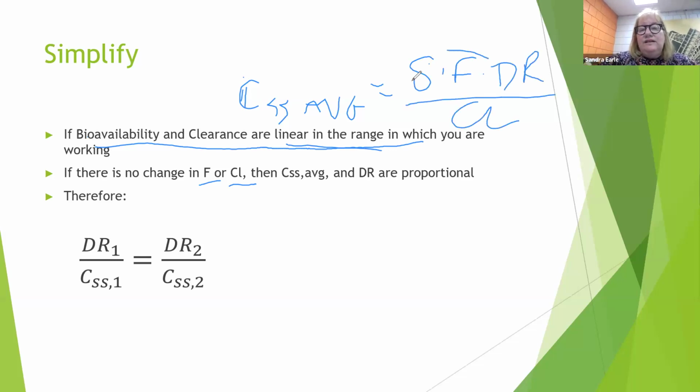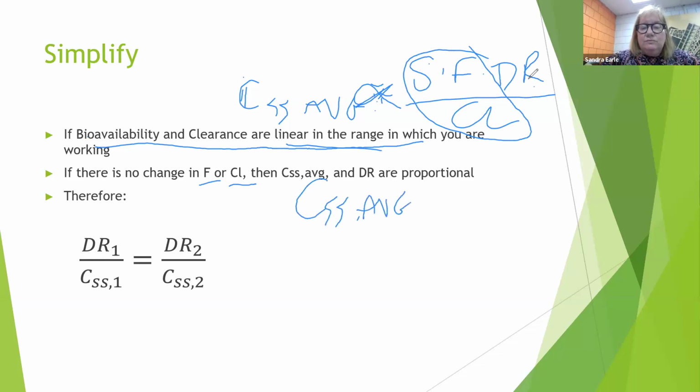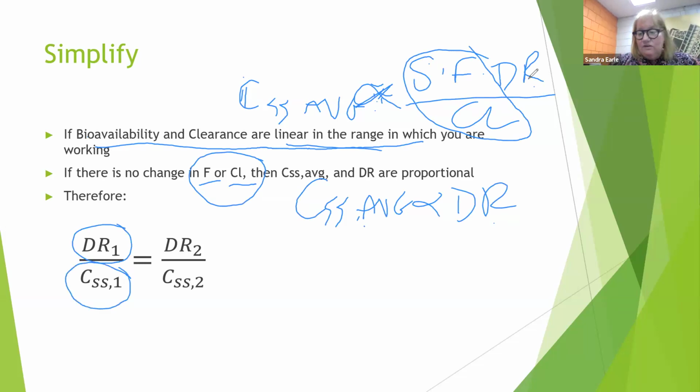If all of these stay constant, so they don't change, then our CSS average becomes proportional to our dose rate. But we have to assume that there's no change in bioavailability or clearance. Then these become proportional. And then we can set up whatever our first dose rate is to get whatever CSS average that we got that wasn't where we wanted it to be.